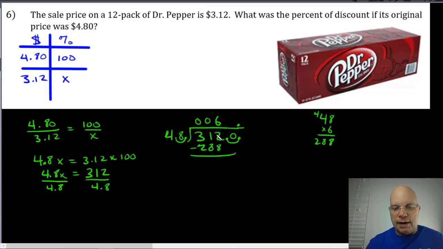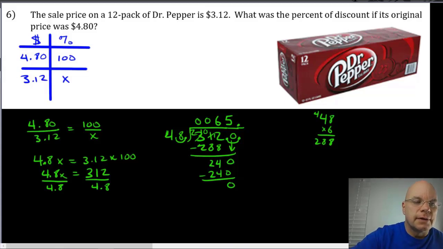And when I subtract that, I get 24. Bring down this 0. How many 48s in 240? This one's a little tougher because 4 50s is 200, but this is so much more than 200 that maybe I can go 5. 5 40s is 200, and 5 8s is 40, so it's exactly 5. 5 times 48 is exactly 240. Difference of 0, so x equals 65%.